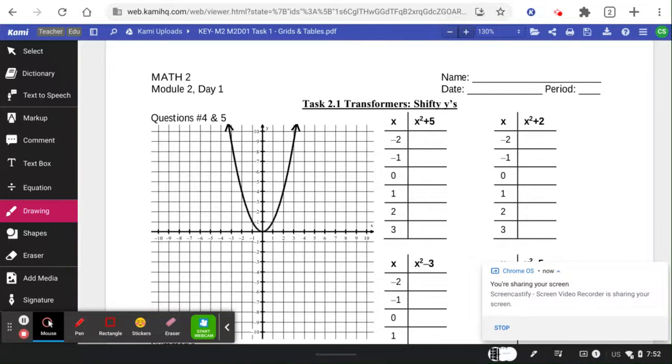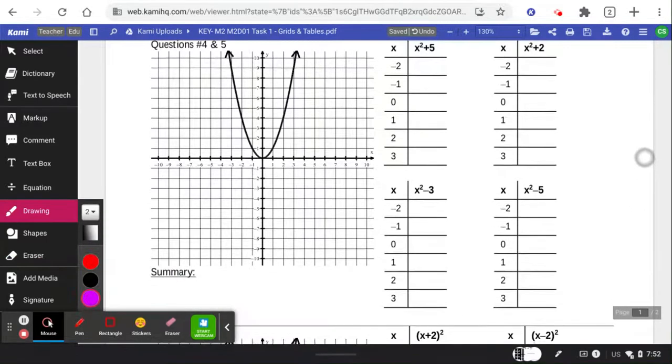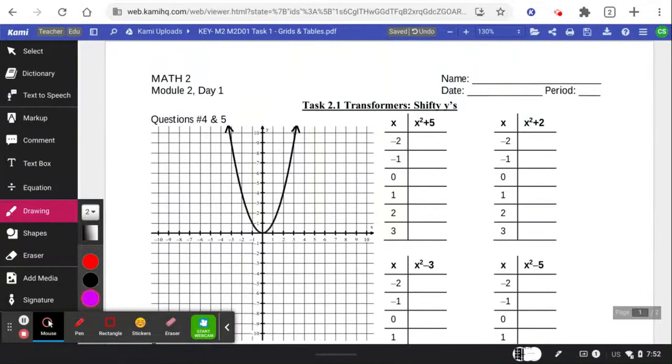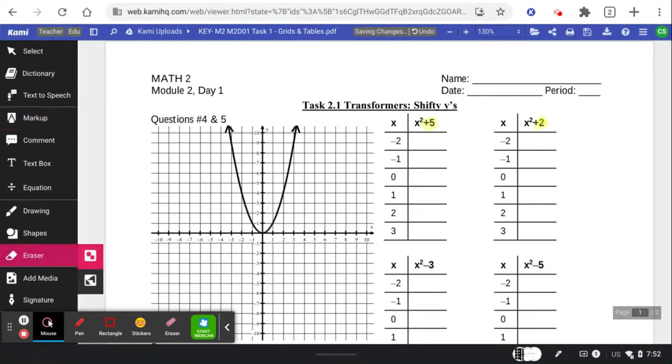Okay, let's make this a good reference that we can put into our notebook so we can see the transformations. That's why this is called the Transformers task. We can see the transformations of this parabola. So we're looking here in the first section at 4 different tables, and we're watching for the change. What happens here when I add 5 to the parent graph of the parabola? What happens here when I add 2? What happens here when I subtract 3, when I subtract 5? And then we're going to summarize that change down in the bottom of the graph.